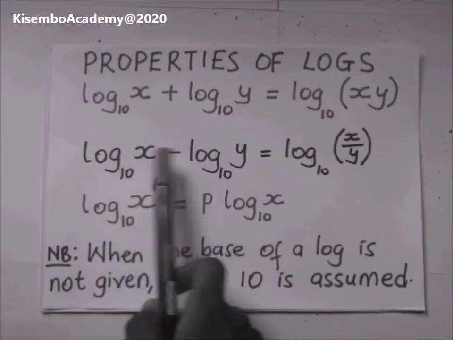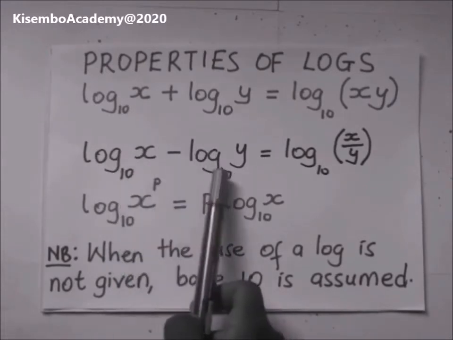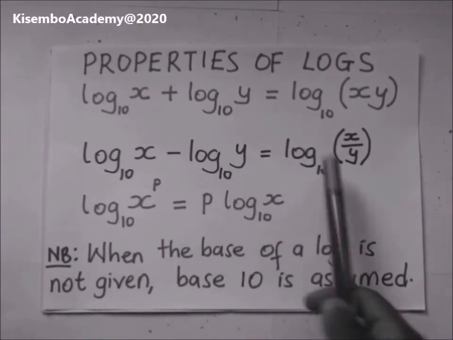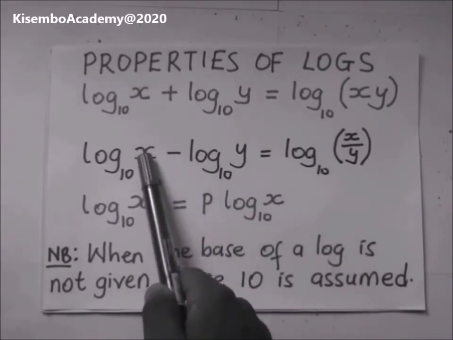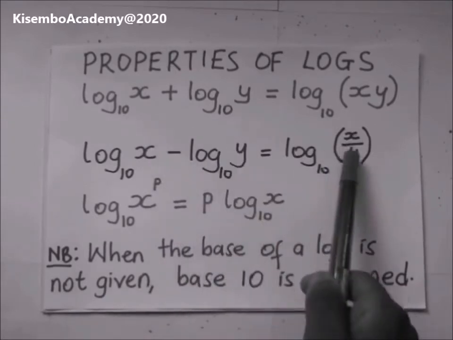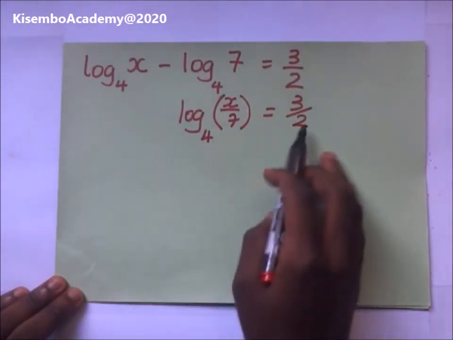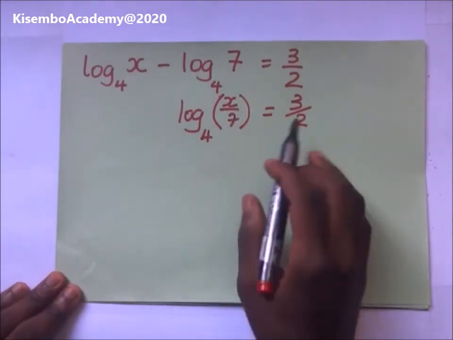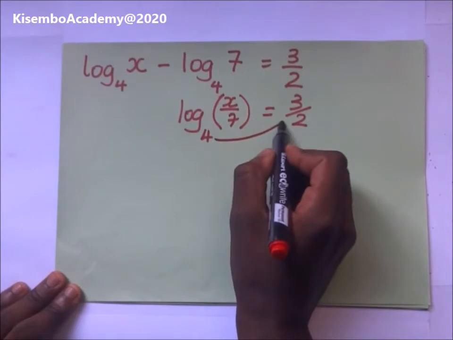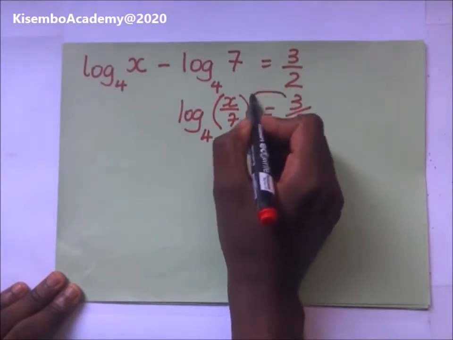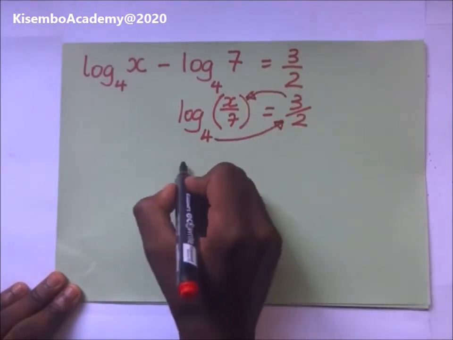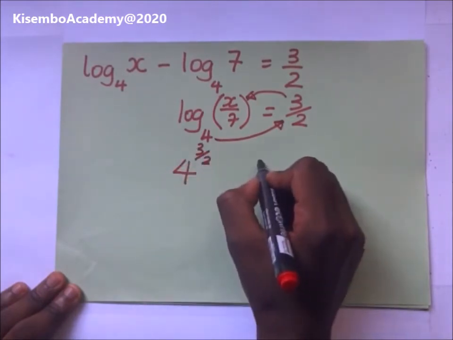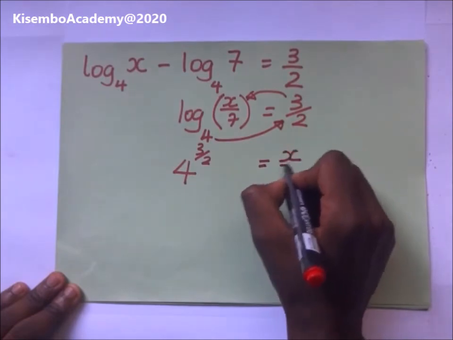When you're subtracting logarithms that have the same base, in this case base 10 and base 10 here, you're going to maintain that logarithm to the base 10, and because it is subtraction, you divide x by y. Now we convert this logarithm into index form so that we're able to get the value of x, and in this case it's going to be 4 to the power 3 over 2 is going to give us x over 7.